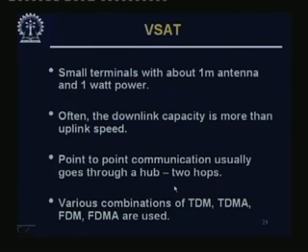Then we talk about VSAT, which is small terminals with about 1 meter antenna and 1 watt transmitter power. Often the downlink capacity is more than the uplink speed. For point to point communication, it usually goes through a hub, that is 2 hops, which means that if 2 persons want to communicate, the communication will go from here to the satellite, from the satellite to a central hub, which will have a very big antenna and it can handle all these different terminals.